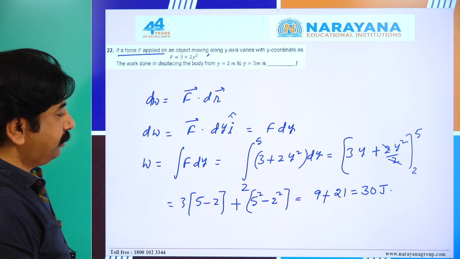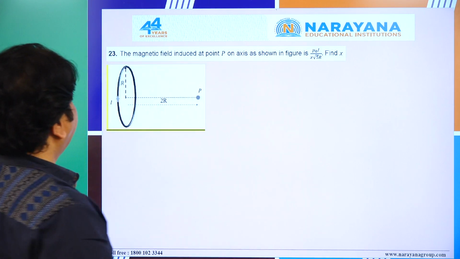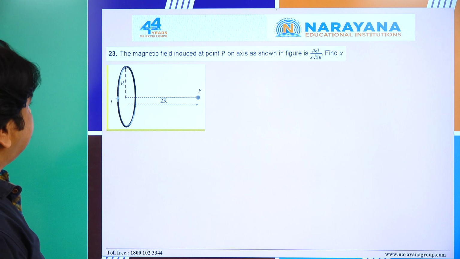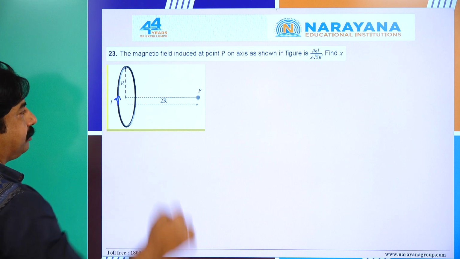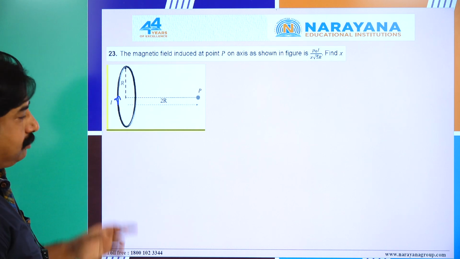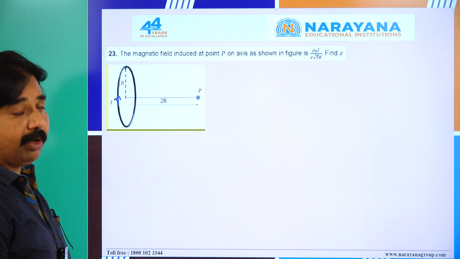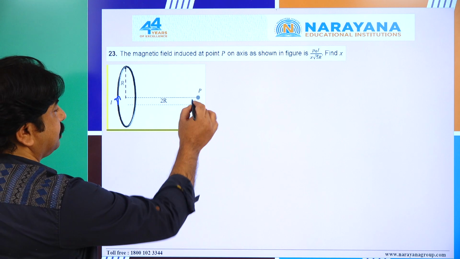Now we are going to the next question. The magnetic field induced at the point P on the axis shown in the figure is. Here the current is flowing in this direction. This seems to be a circular coil only. A circular coil behaves as a bar magnet also. From this we can write the direct formula for this case.